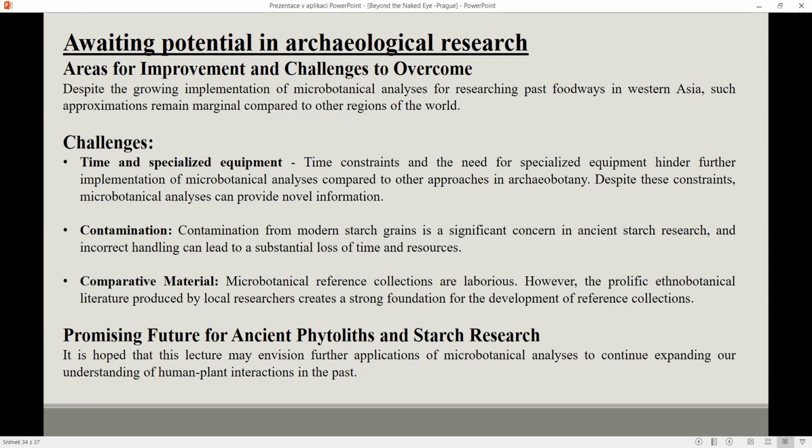And it's hoped that this lecture may help you envision, or make you curious about, the application of microbotanical analysis to continue expanding our understanding of human-plant interaction in the past.